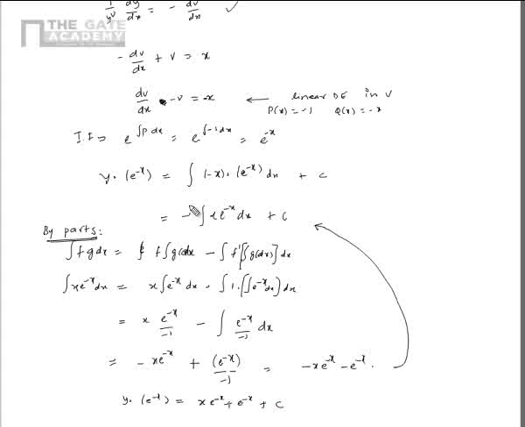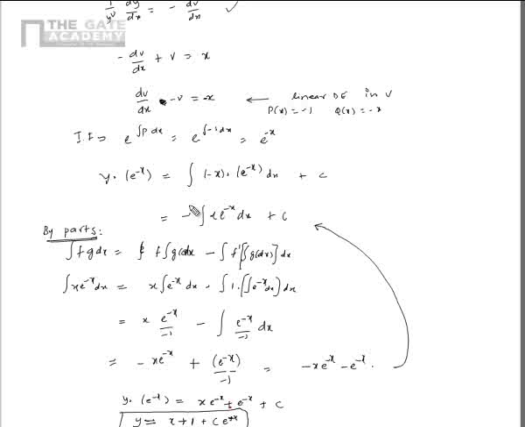So if you just multiply e power x throughout, you will get x plus 1 plus some c into e power x. So that's the thing. So it will become y is equal to x plus 1 plus c into e power x.